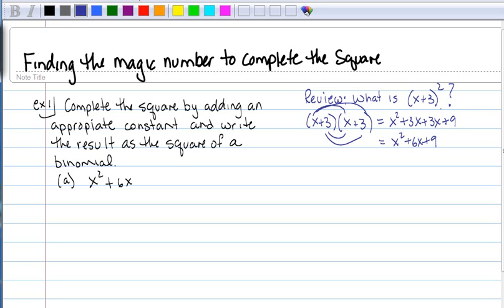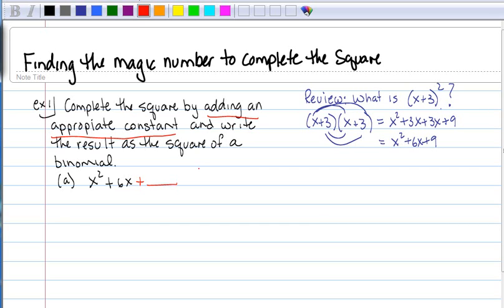This example asks you to complete the square by adding an appropriate constant and write the result as the square of the binomial. Adding that perfect constant right here is what I'm calling the magic number. We have to find a magic number that makes this a perfect square. We are not yet solving anything, we are just trying to find the magic number. This is an example of just practicing the magic number. So what is the magic number? Well, I can see to the right it is 9.